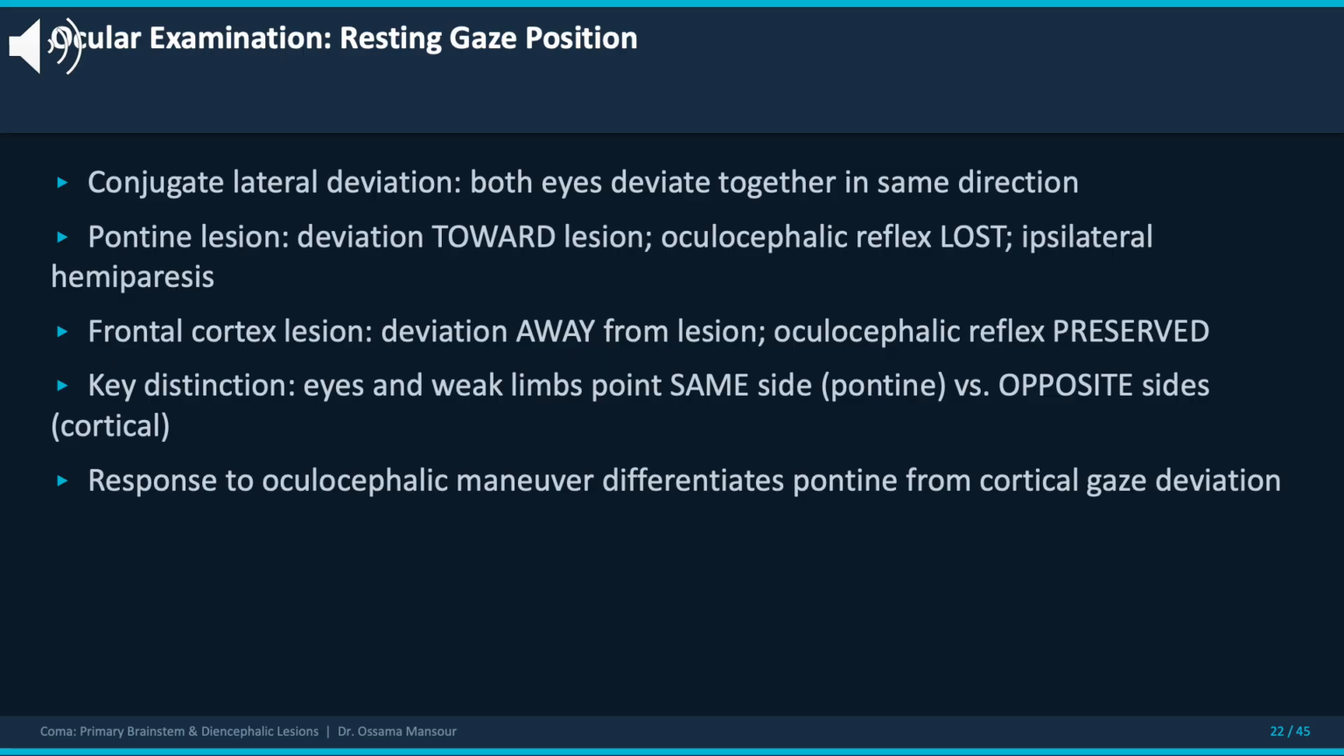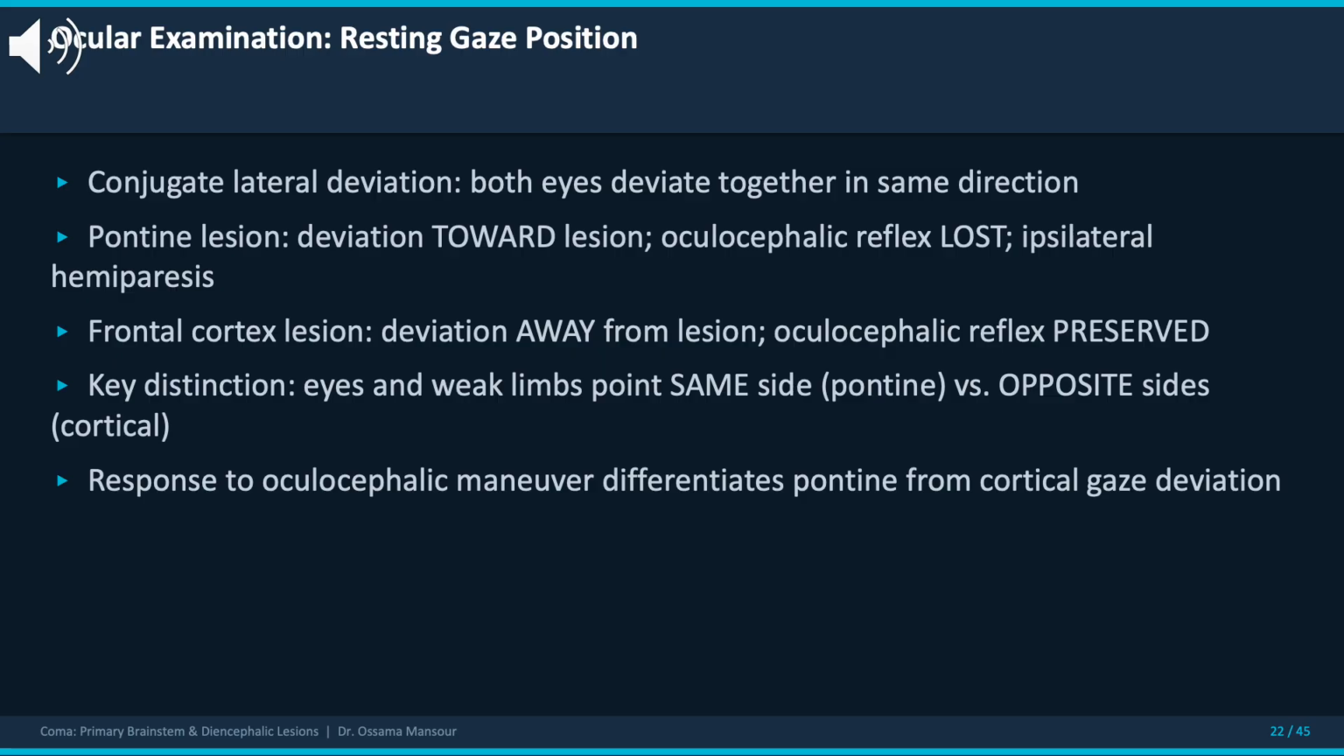Conjugate lateral deviation can be caused by lesions at 2 different levels, and distinguishing between them is critical for localization. Pontine lesions affecting the paramedian pontine reticular formation produce conjugate gaze deviation toward the side of the lesion. If the corticospinal tract is also involved, the patient will have hemiparesis on the ipsilateral side, meaning the eyes and the weak limbs point toward the same side, toward the side of the lesion. Critically, in pontine lesions affecting gaze, the oculocephalic reflex is lost, meaning that when you perform the head turn maneuver, the deviation does not correct.